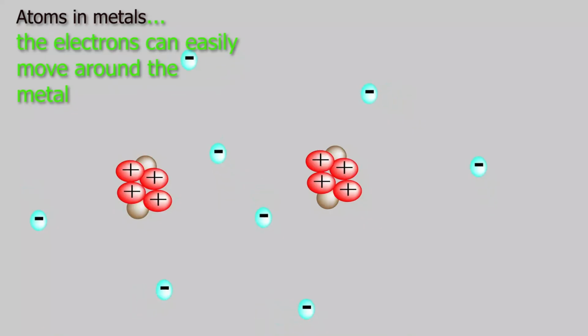The metals have got an interesting property. We find that it's very easy for the electrons to jump from atom to atom and swap places. Therefore, it's easy for electrons to move through the metal structure. And because it's very easy for electrons to move through metals, we call metals conductors.